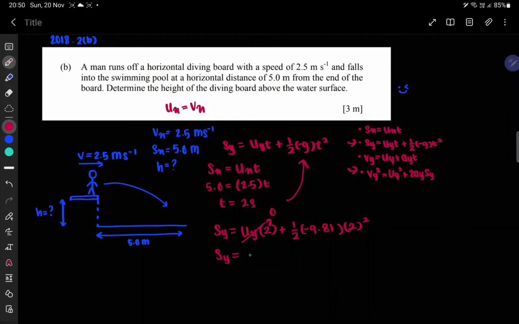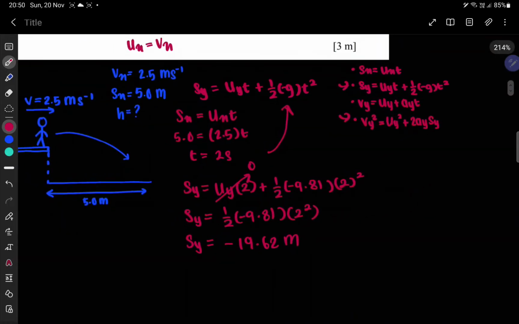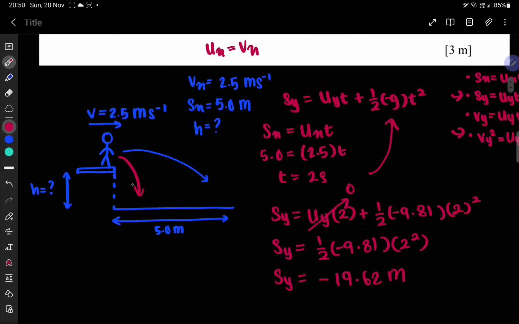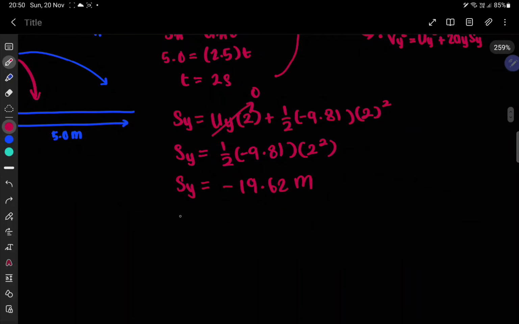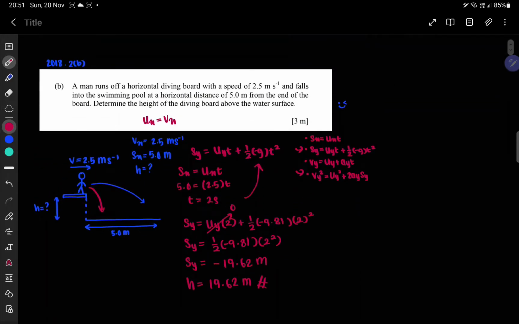So Sy, okay, so the Sy will get negative 19.62 meters, but it is negative because if you see the picture here, when the man falls into the swimming pool, it sort of decreases in height. That's how I think about it. That's why it's negative. So the actual height will be 19.62 meters without the negative. So that's the answer for 2B.